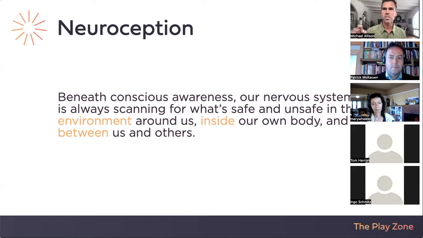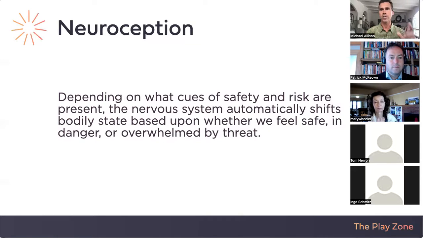So it's reading my voice, my postures, my gestures, and it's determining whether or not I'm sending you cues that are safe and predictable or unsafe. Okay. It's doing that all of the time. And then depending on what cues of safety or risk are present, it automatically shifts our physiology, what we call our bodily state, depending on whether, again, subconsciously, the nervous system says it's safe, or it's dangerous, or it's overwhelming, or even life-threatening. Okay. And that is going to change our heart rate, our breathing, our blood pressure, our body temperature, our muscle tension, our digestion, our energy level, our sense.